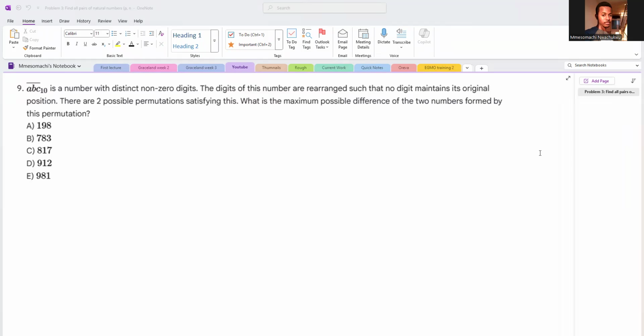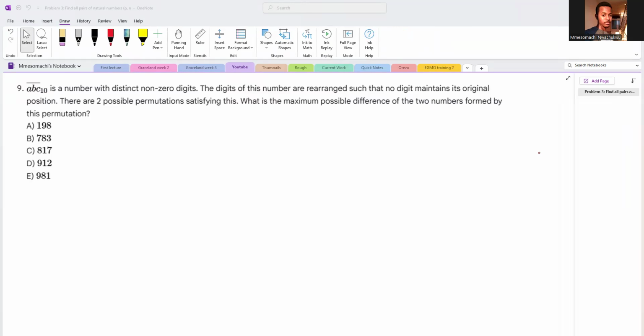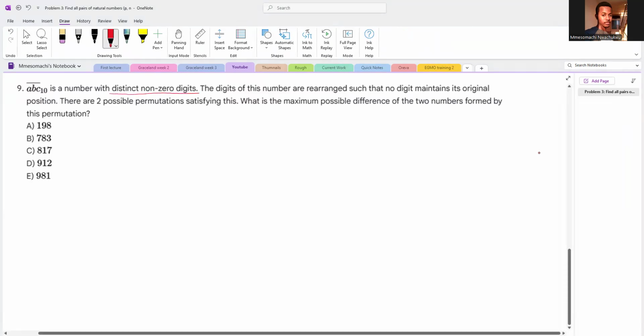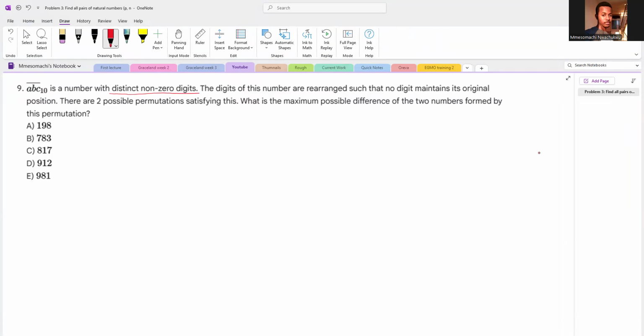In this video, we'll be looking at the ninth problem from the Special Maths Contest 2024, the first round. It says, ABC in base 10 is a number with distinct non-zero digits. So we have to pay attention to this. The digits of this number are rearranged such that no digit maintains its original position. We're already told that there are two possible permutations satisfying this. What's the maximum possible difference of the two numbers formed by this permutation?